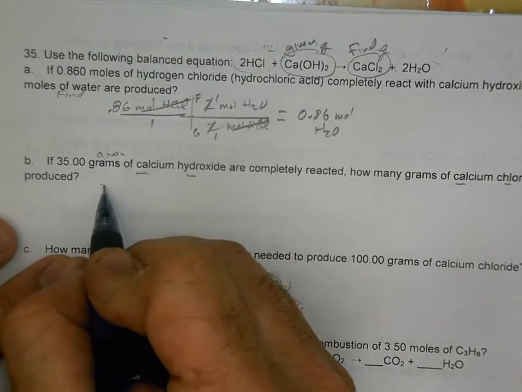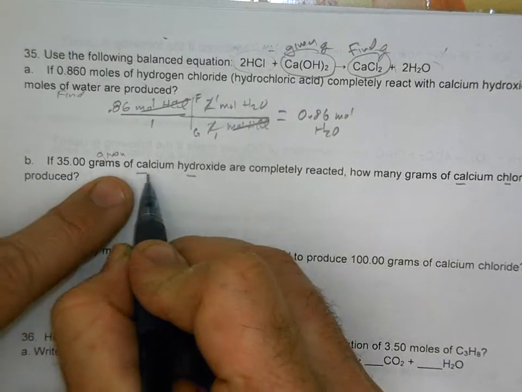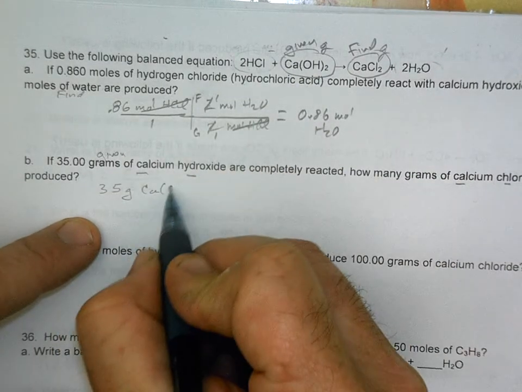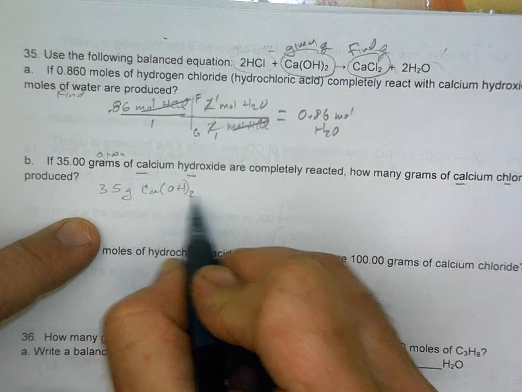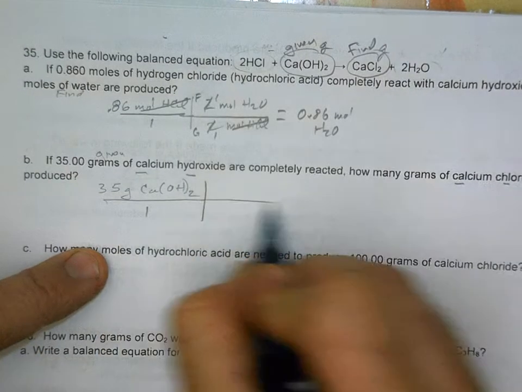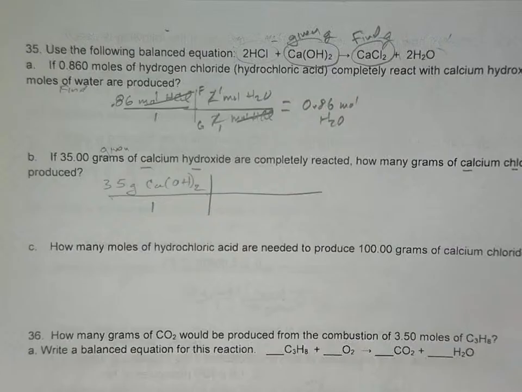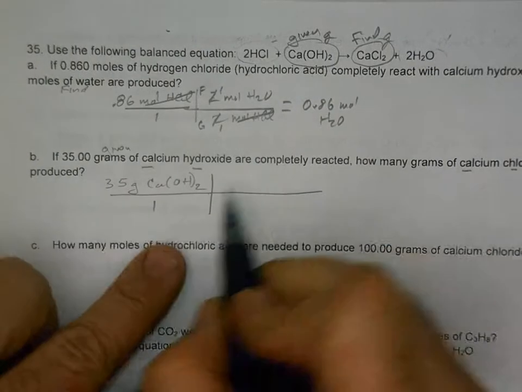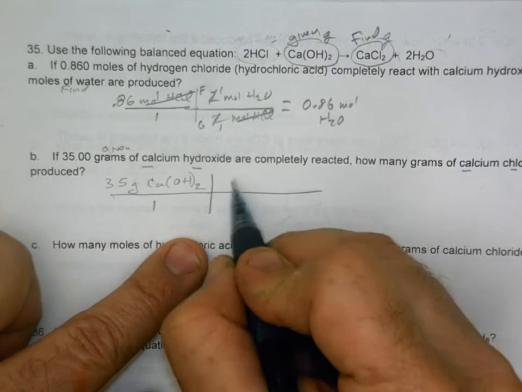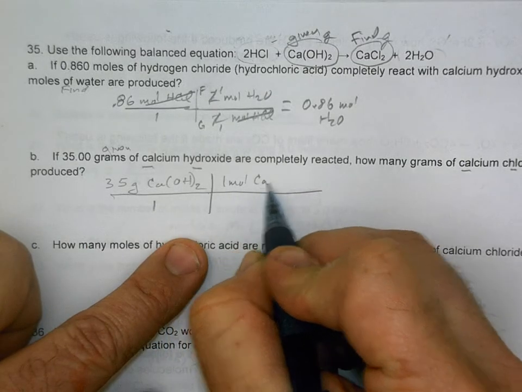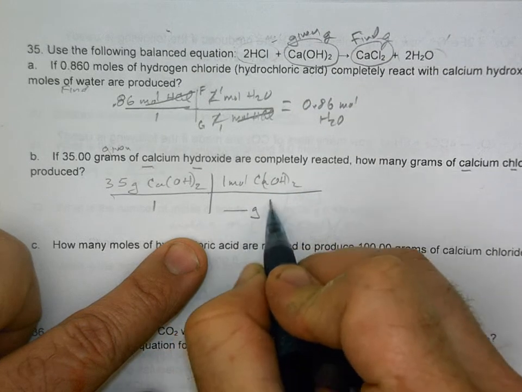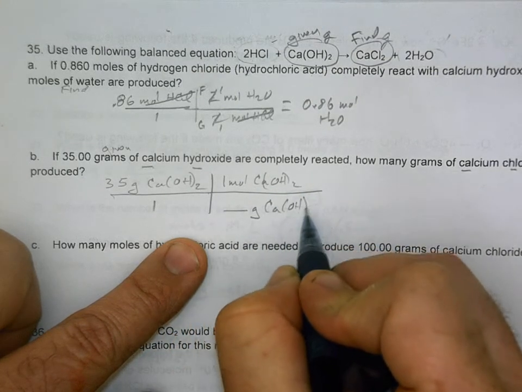So our given is 35 grams of calcium hydroxide. Going to the balanced equation, Ca(OH)2, and there's 2 of those, so that's going to be important when we do our molar mass, over 1. We need to find the molar mass of calcium hydroxide because we need 1 mole of Ca(OH)2, which is how many grams of Ca(OH)2.